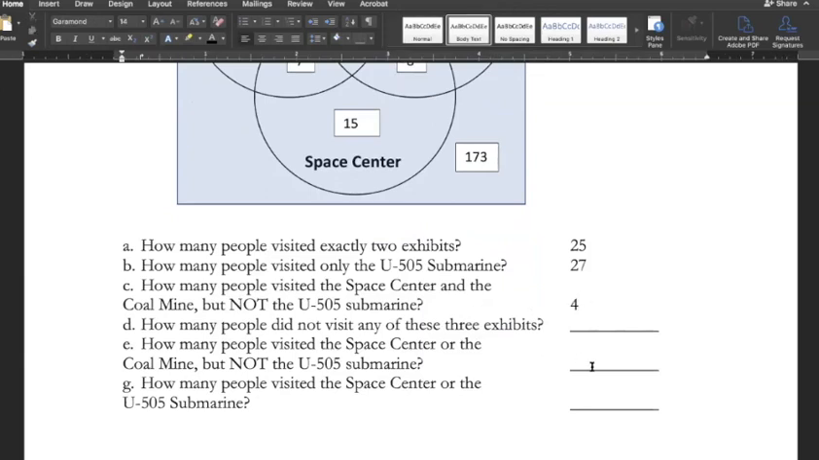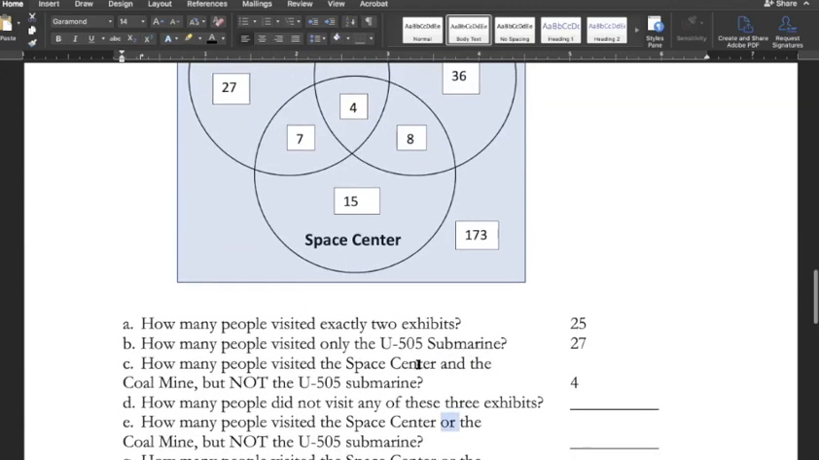Now I'm going to skip down to letter E, and then we'll come back to D, because letter E says how many people visited the Space Center or the coal mine, but not the U-505 submarine. This said and up here. Does everybody see the difference between these 2 problems? This is very important, the difference between and or. So how many people visited the Space Center or the coal mine, but not the submarine?